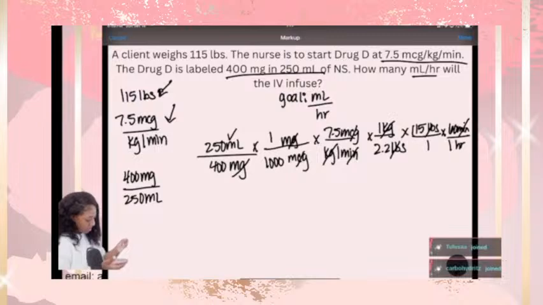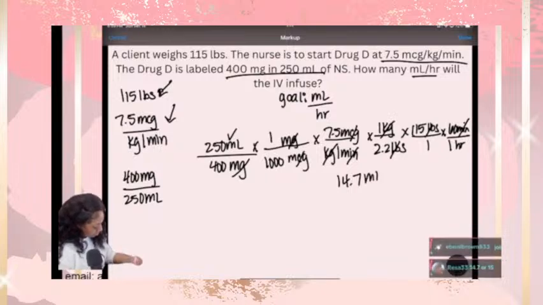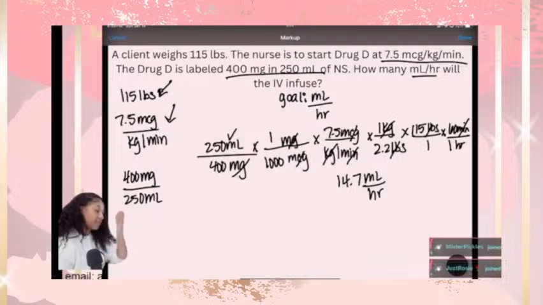$250 times 7.5 times 115 times 60 divided by 400 divided by 1,000 divided by 2.2. So now we have 14.7 milliliters per hour. Or 15 if it tells you to round to the nearest whole number.